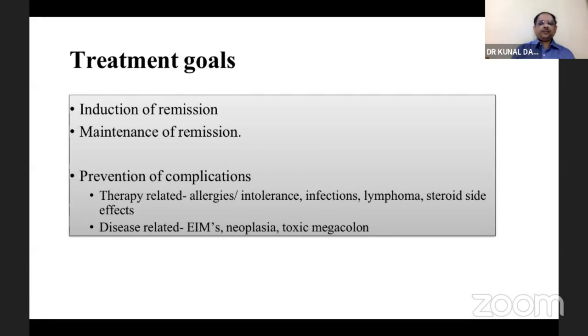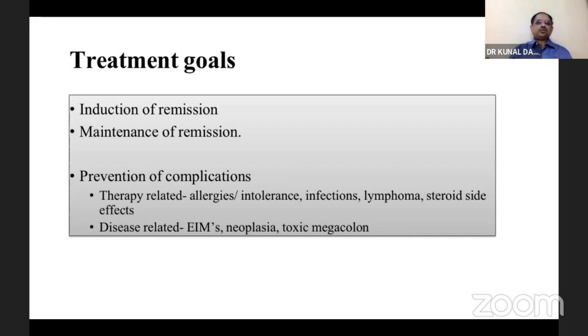So, after understanding the pathophysiology, now we should understand what the treatment goals are. Before treatment goals, I will say one word about how you diagnose a case of ulcerative colitis. It is diagnosed whenever a patient comes. Simple, you have to do some blood tests, which include CBC, ESR, CRP. You can do a simple X-ray abdomen. Once you have satisfied yourself that there is no toxic megacolon, you can go ahead and do the stool test, stool routine microscopy, followed by colonoscopy.